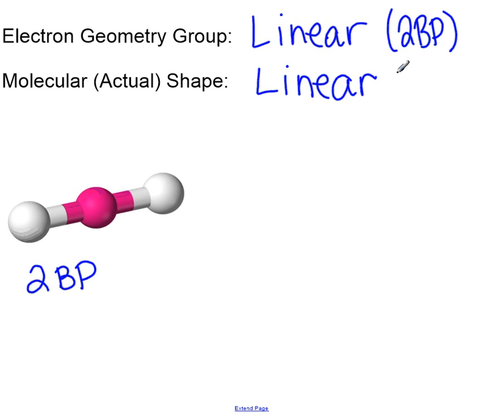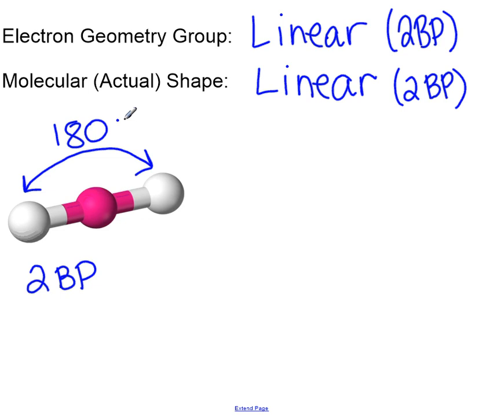When we only have 2 bonded pairs, it takes on a linear molecular shape. The bond angle is always between bonds. So since this is linear, the only way to measure bond angle would be from one side to the other, and that one's 180 degrees.